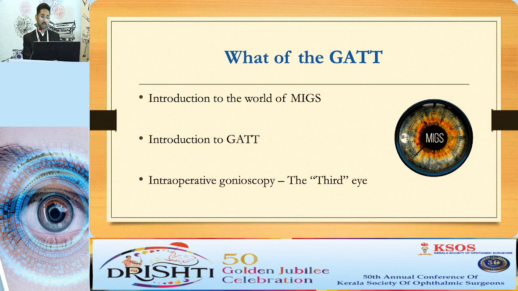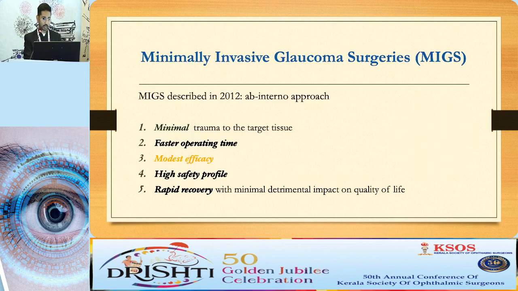In this, I will take you through the introduction to the world of MIGS, introduction to GATT, the intraoperative gonioscopy, the surgical technique, intraoperative complications, post-op management, and also the advantages of the procedure. So as Dr. John has already spoken about MIGS, it was described in 2012 as an ab interno approach. It's minimally traumatic to the target tissue, with faster operating time, modest efficacy, high safety profile, and a rapid recovery with minimal detrimental impact on the quality of life.